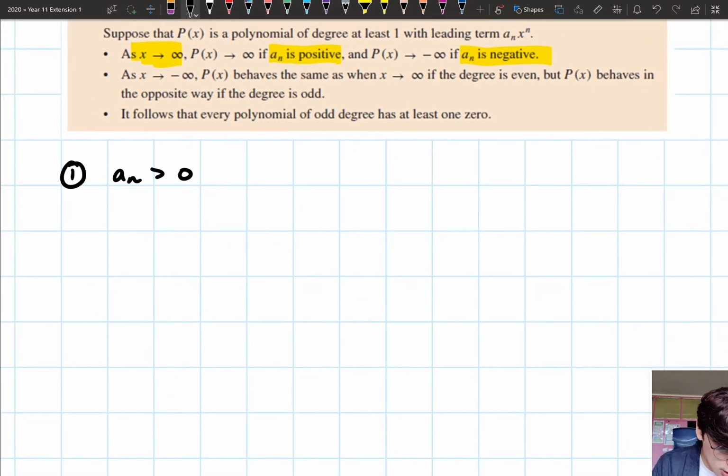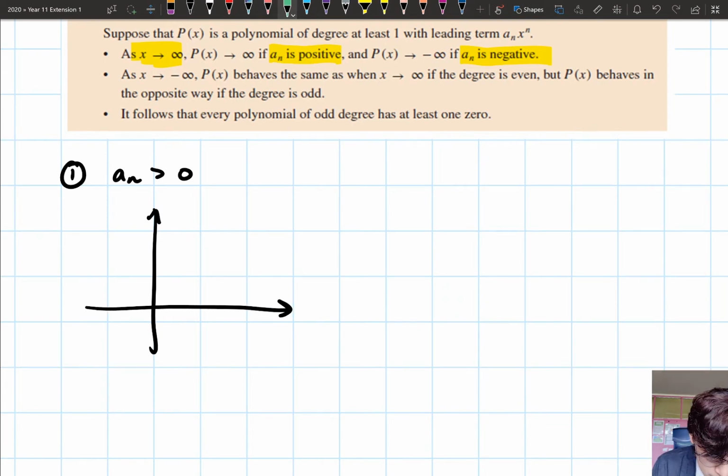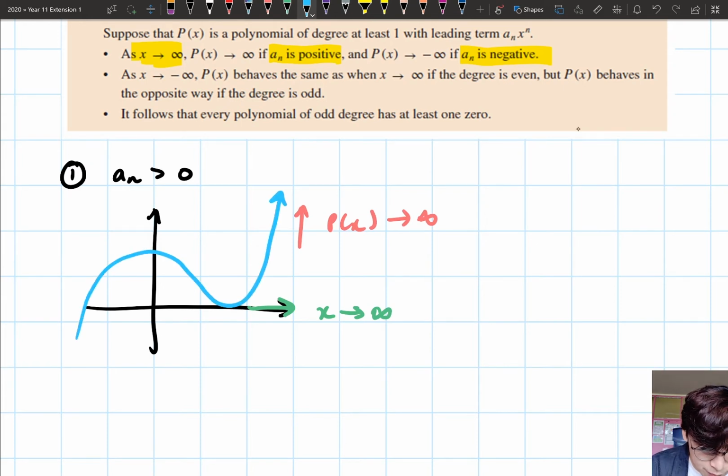So what it looks like is, let me draw this. If I've got my Cartesian plane, as x goes to infinity, p of x, our polynomial, also goes to infinity if the leading coefficient is positive. So infinity is going upwards, negative infinity is going downwards. So p of x goes to infinity. So what that would look like for your graph is it looks something like this. On the right-hand side, it goes towards this top right-hand corner. So if our leading coefficient is positive, it goes towards that top right-hand corner.